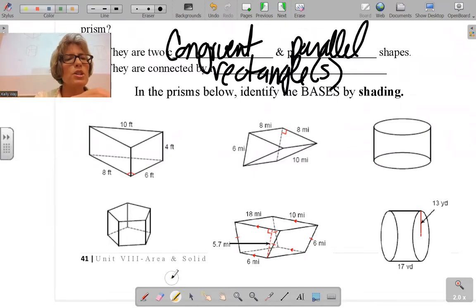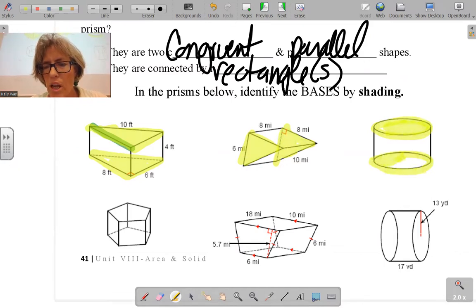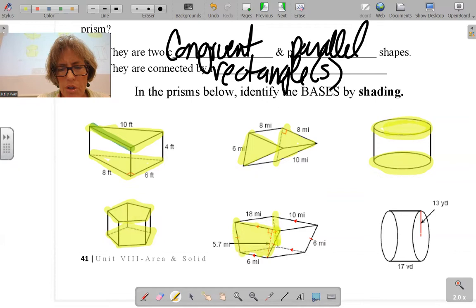So let's take a look up here. This is what you should have shaded. I'm going to do this very quick. In yellow, I'm going to shade. In every case, these are the bases. They are congruent, they are parallel, and they're connected by rectangles. Congruent and parallel, connected by rectangles. These are the bases. Super important that you're able to identify them.